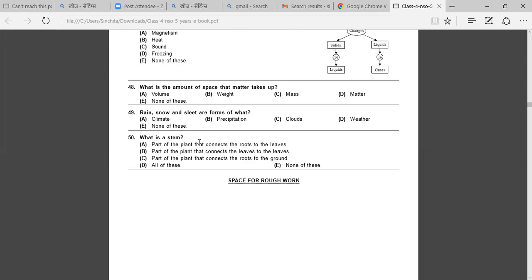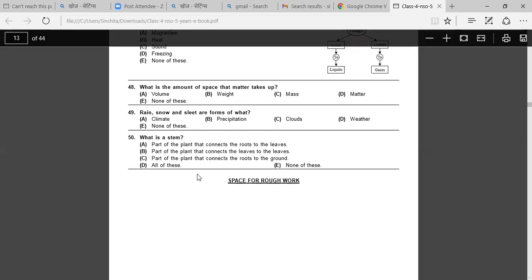What is a stem? Part of the plant that connects the roots to the leaves. This is also called a stem. Part of the plant that connects the leaves to leaves. This is also an example of stem. Again, part of the plant that connects the roots to ground. This is also an example of stem. So, D is the correct answer. All of this.